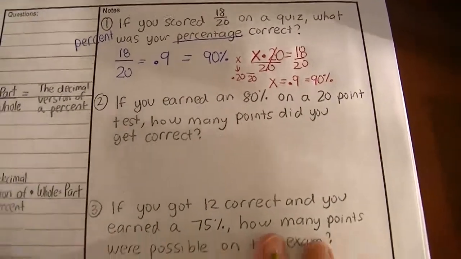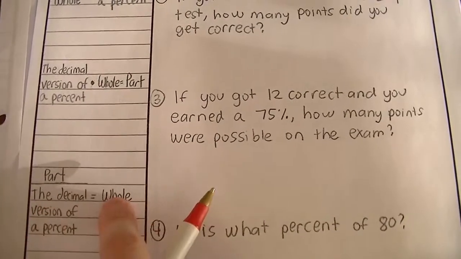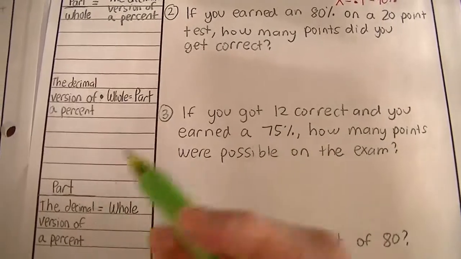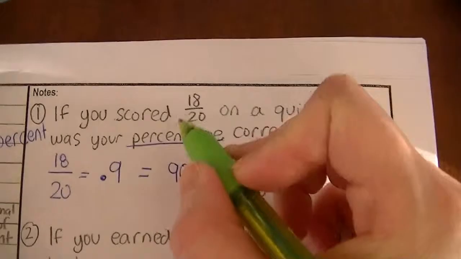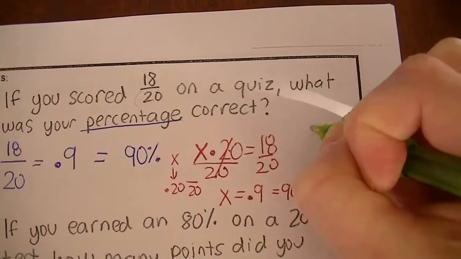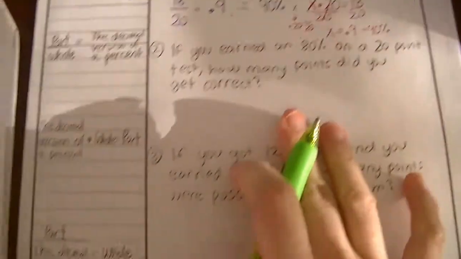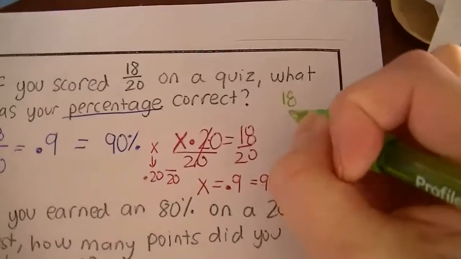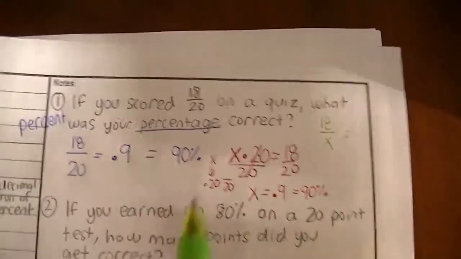And then the third equation would also work, where you would take the part divided by the decimal version of the percent, and that would give you the whole. And the parts that you don't know, you would just call that a variable and solve for it. So I'm going to start with the part. The part was 18. And then we would divide by the decimal version of the percent. And we don't know that, so I'm going to call it x. And then that would give us the whole. Okay? And the whole was 20.